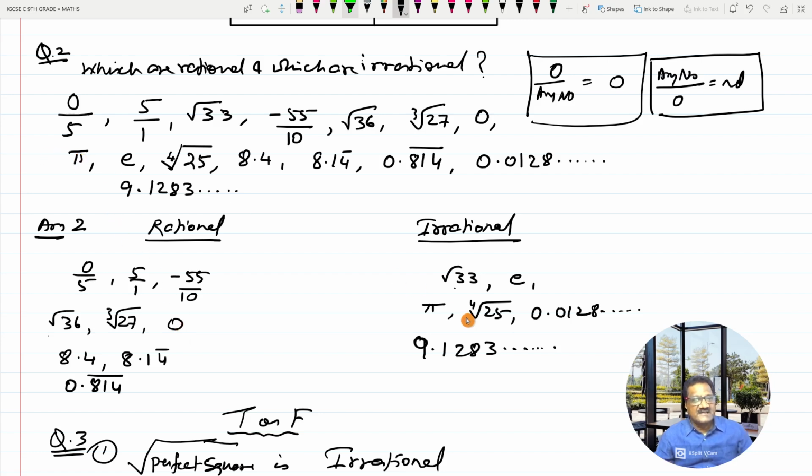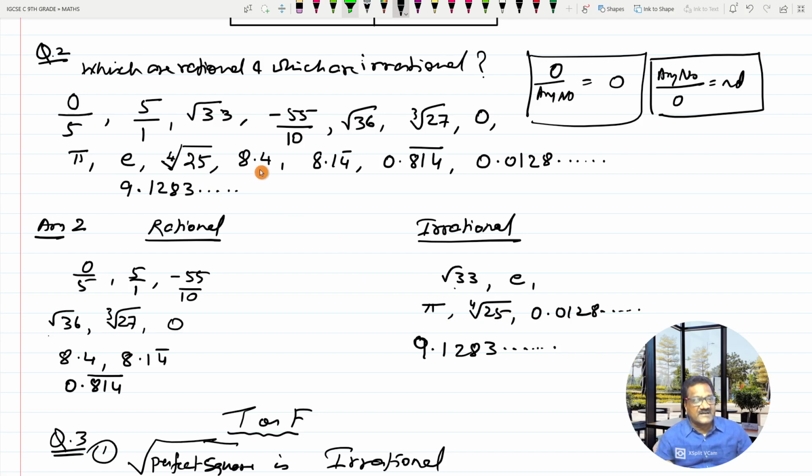Pi, irrational number. E, irrational number. Fourth root of 25: this 25 is not a perfect fourth power. So if you try to find this fourth root of 25, you will get an irrational number. So fourth root of 25 will come in this category, irrational number.